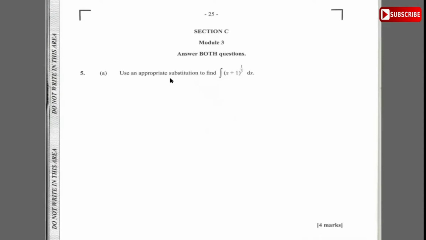Find the integral of (x plus 1) to the 1/3. It says to use an appropriate substitution. I don't necessarily see why we need to substitute, but since it says to use substitution, let u be equal to x plus 1, just to be on the safe side. If u is equal to x plus 1, then du is going to be 1 dx.